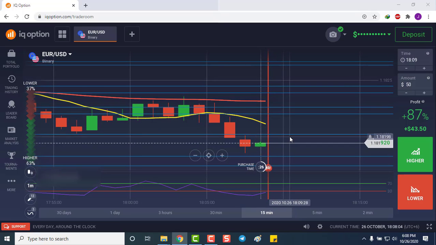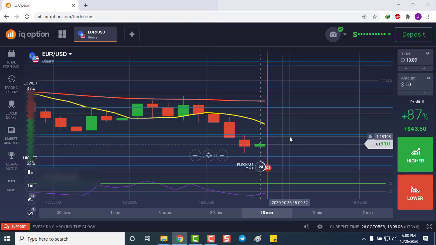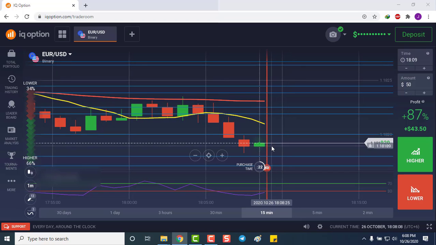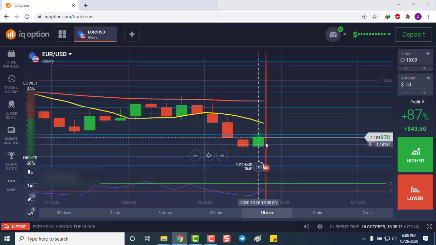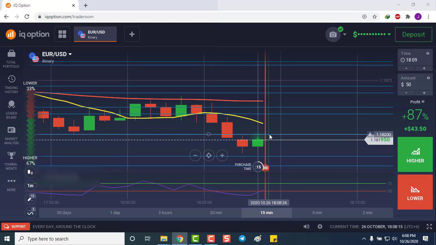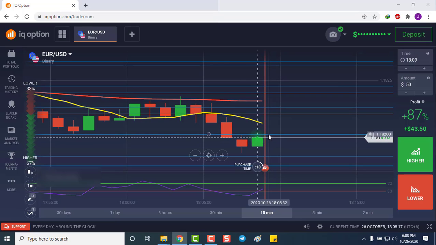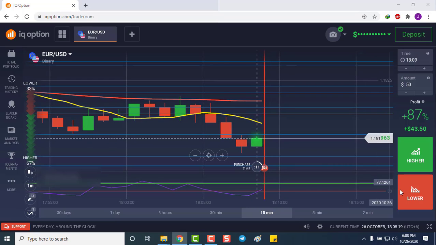but as we are trading with the trend, let's say if this candle forms as a bullish candle and gets rejected from this resistance level or SNR level, then I will place a lower option here.